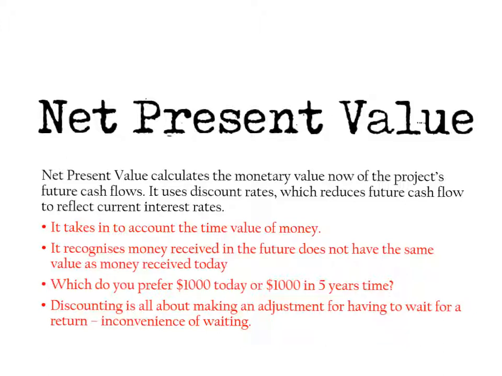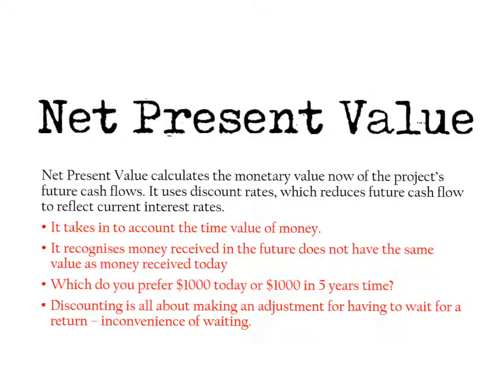So what it does is it's just based on a forecast, a prediction, and this prediction is based on discount rates. So the discount rates reduce future cash flows to reflect current interest rates or whatever they may decide upon. It might not just be interest rates, it might be anything that they may decide may change the value of money in the future. So as I've put here in the bullet points, it takes into account the time value of money. It recognises money received in the future does not have the same value as money received today.